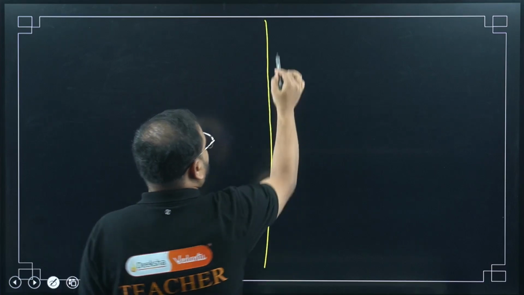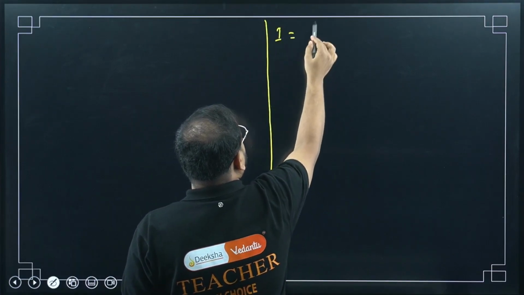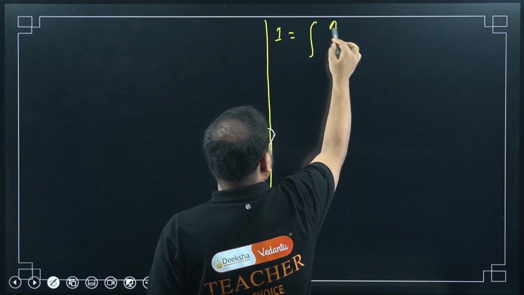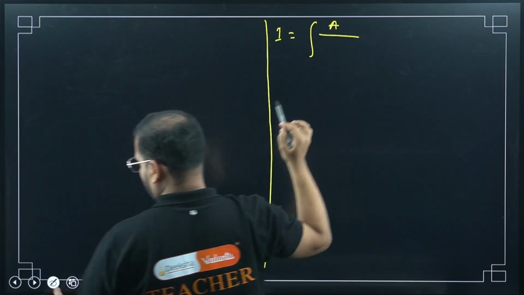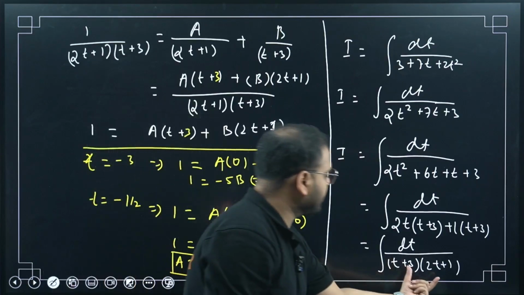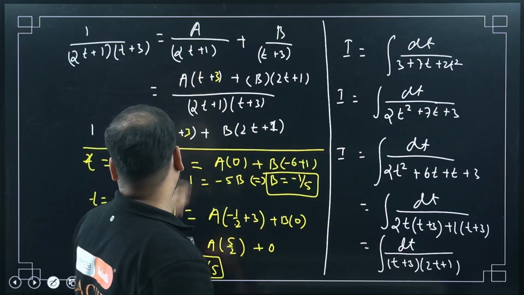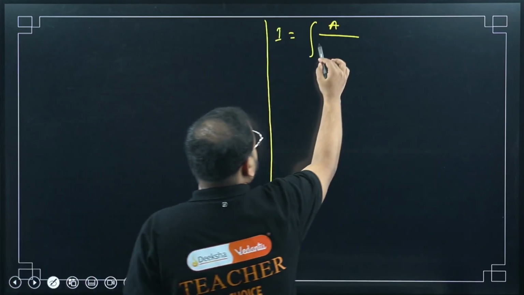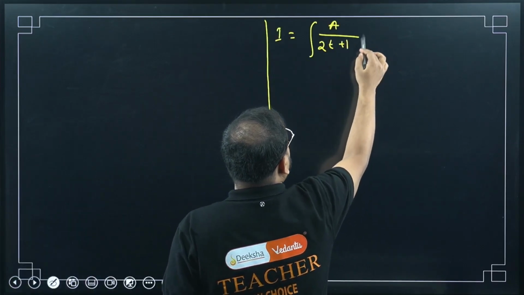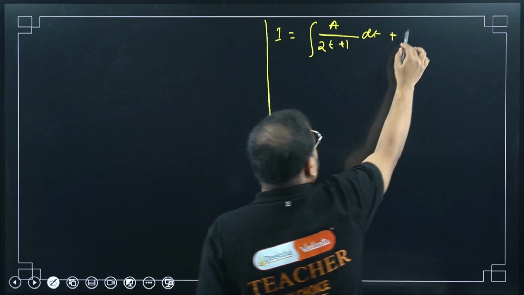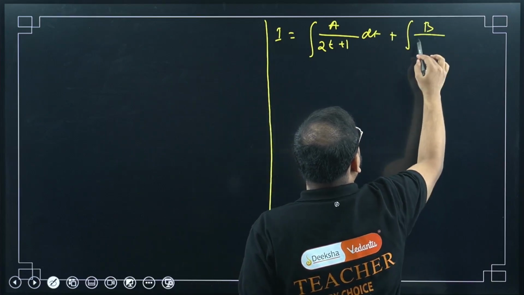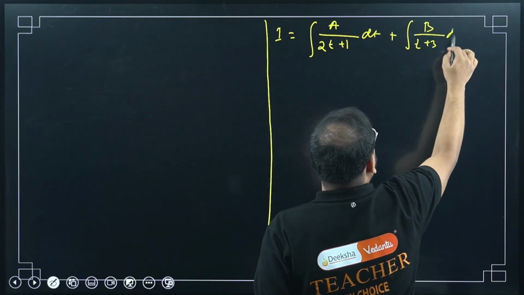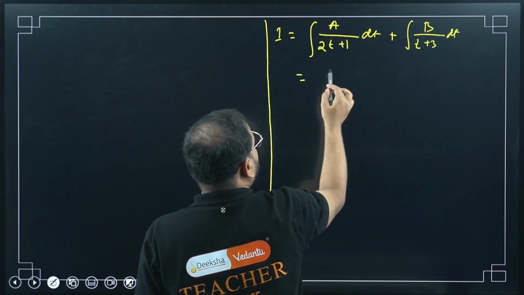I can write this integration I as what? A upon, how much was that? Please check. I'm writing this thing in this form: a upon 2t plus 1 dt plus b upon t plus 3 dt. My a value is what? My a value is 2 by 5.